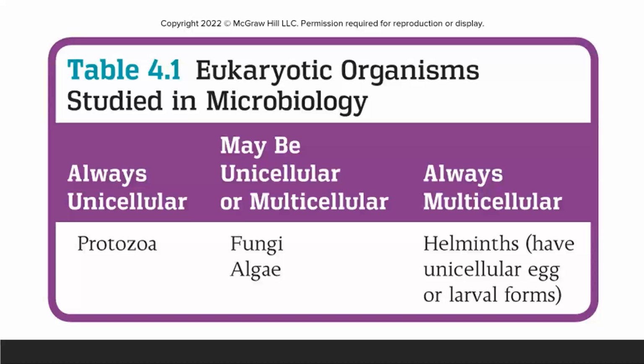Protozoa are always unicellular. They're just going to be by themselves. Typically, these are found in aquatic environments, like pond water, things like euglena or amoeba. And part of why we care about them in microbiology is because some of them can be parasitic for your patient.